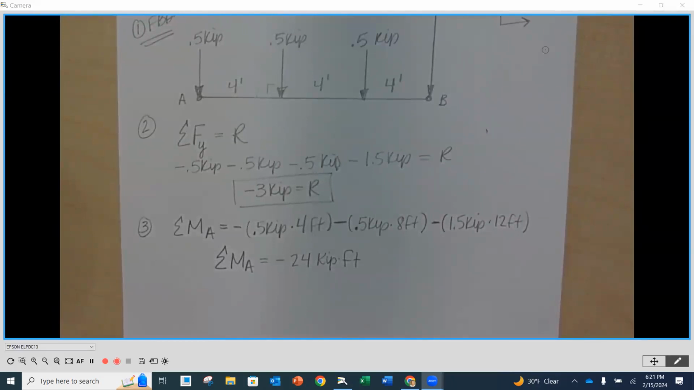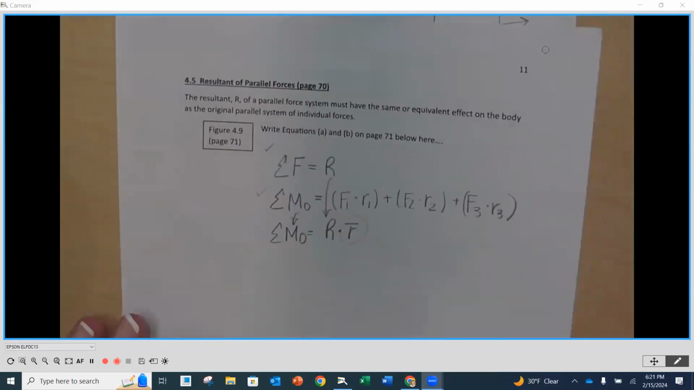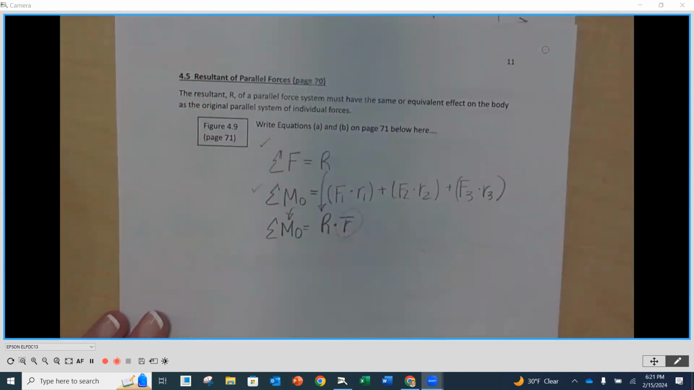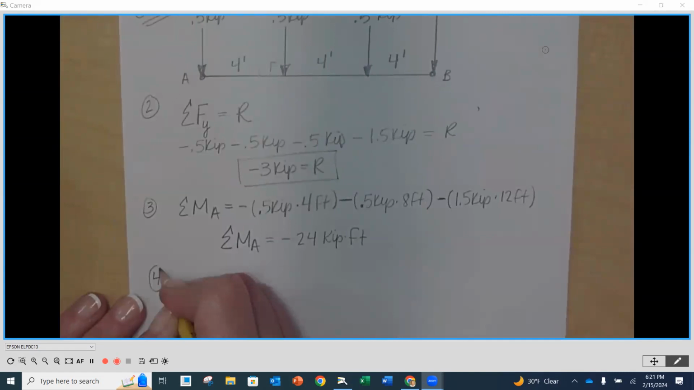Now, no box around that one because that's not a final answer. We did box the resultant because that's one of the things we're trying to find. But now we want to find that R bar. So going back to page 11 where we filled in, we're now going to set that moment that we just generated equal to the resultant times the R bar. So step number 4 is to sum our moments around A equal to our resultant times our R bar.